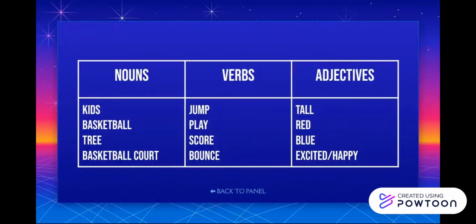Here are some nouns, verbs, and adjectives that I came up with. For nouns, I saw kids, basketball, tree, basketball court. Verbs that I noticed were jump, play, score, and bounce. And finally, some adjectives I noticed in the picture were tall, red, blue, excited, happy. Now I'm ready to build my sentences.